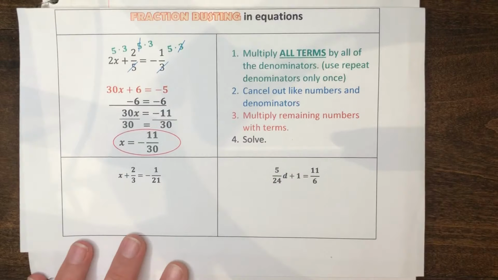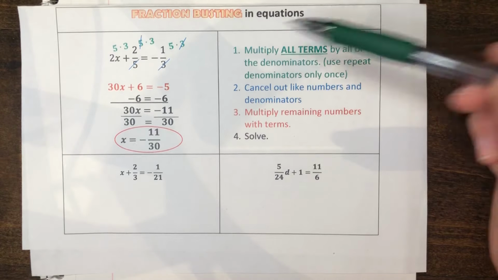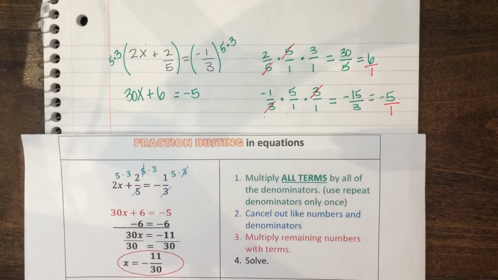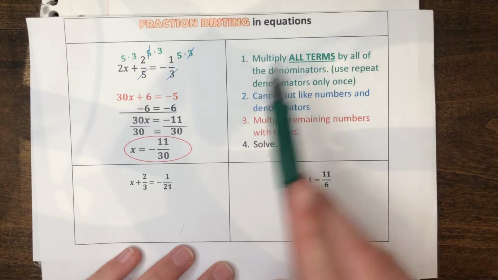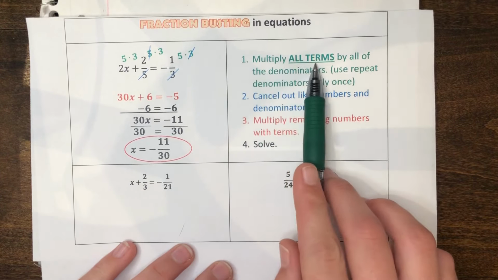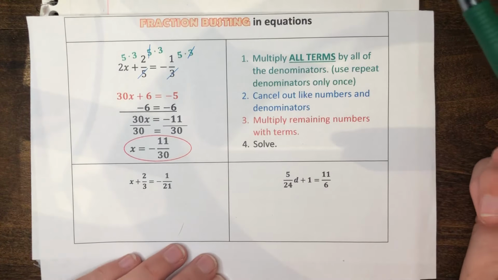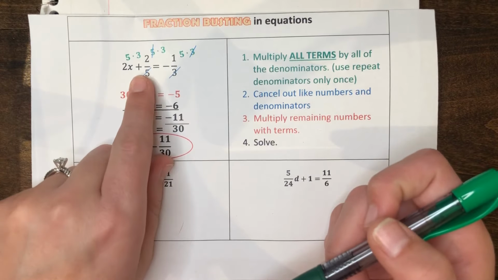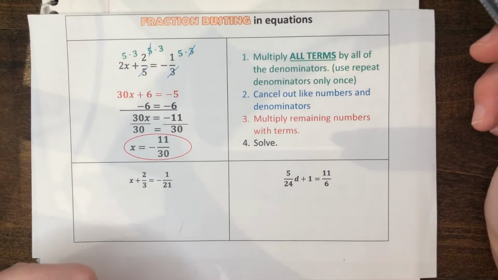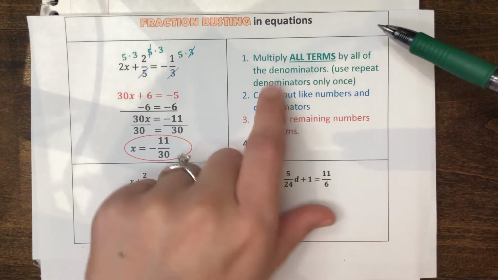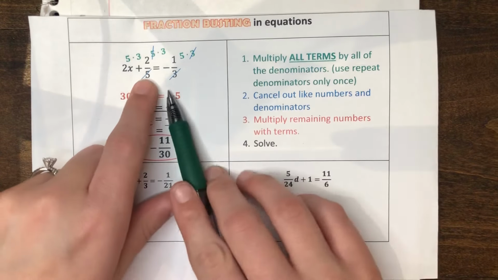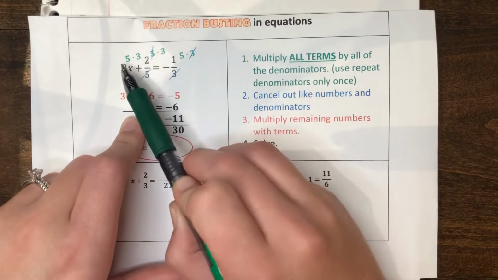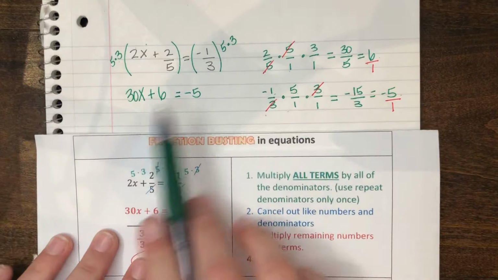So these are the notes you received. I printed them in color, that way they're color-coded. So the steps are essentially the same, we're just going to condense them. So the first step is the same. You're going to multiply all terms by all of the denominators that you want to get rid of. Okay, so your terms are anything separated by addition and subtraction. And notice I said use repeat denominators only once. So if both of these were 3s, I would only need to multiply by one 3. So in green, you see where I multiplied everything by 5 and 3. We did that the same here.